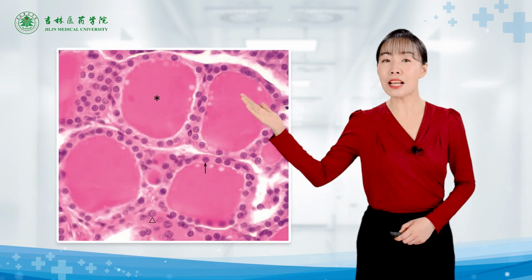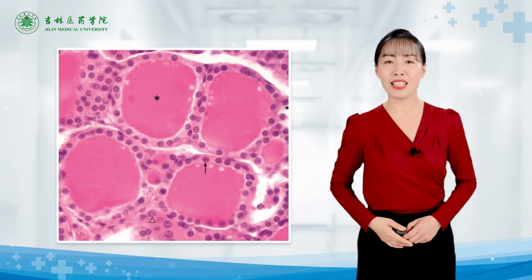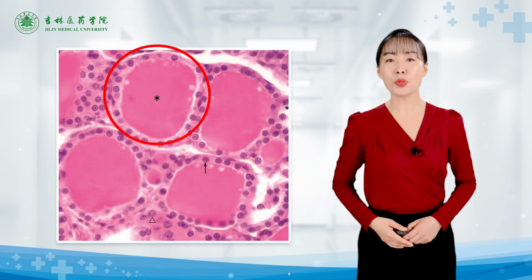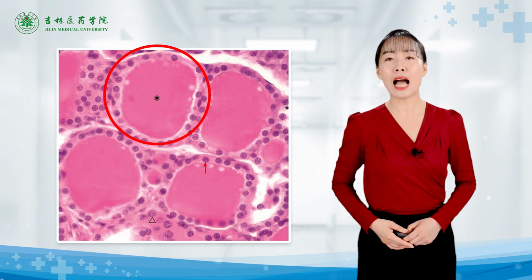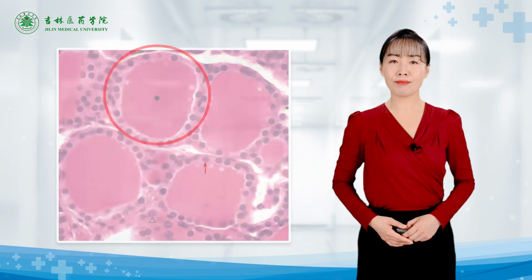This is the light micrograph seen by HE. The square shows one thyroid follicle. The arrow shows the epithelial cells.